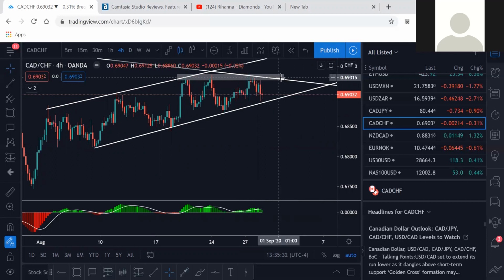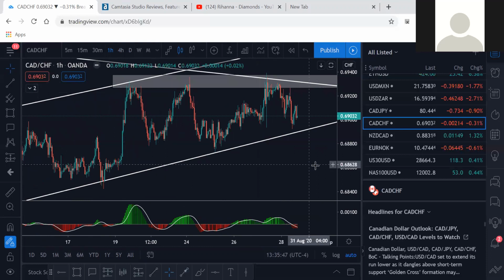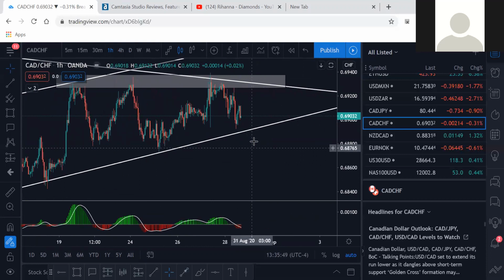Why? We are at the trend line. We formed a pretty strong resistance. We have a daily engulfing. So right now, CAD-CHF is looking really nice for the sell. Right? No, no, no. Are we going to get it right now?